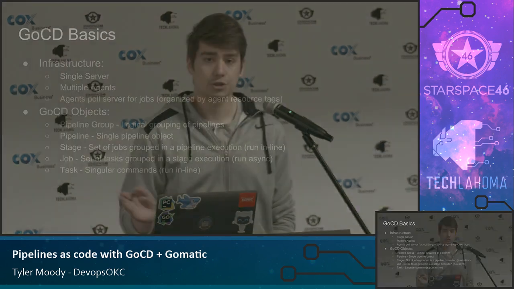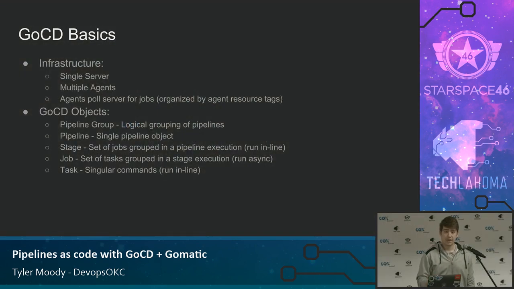Your general infrastructure is you're going to have a single server that holds the configuration for all of your pipelines, and then you've got a series of agents, and those agents will poll the server for jobs, so basically poll for a pipeline execution and then go and execute whatever needs to happen.